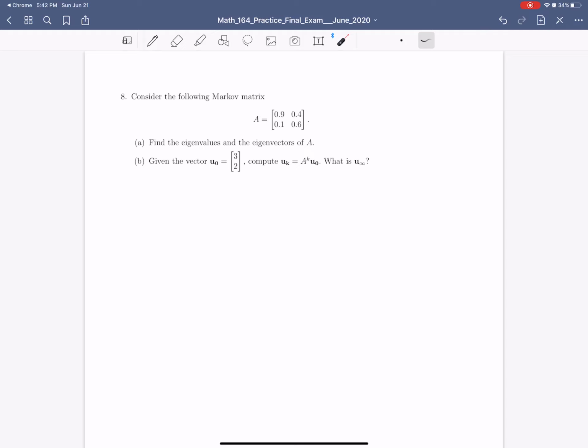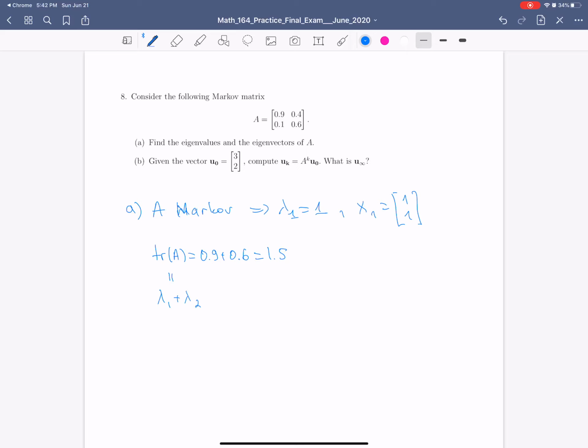We have the following Markov matrix. Find the eigenvalues and eigenvectors. So since the matrix A is Markov, we know that lambda 1 is 1. All Markov matrices have lambda 1 equals 1, and the corresponding eigenvector will be just 1, 1. And then what about the second eigenvalue? Well, we use the trace of A. The trace of A is 0.9 plus 0.6, which is 1.5. And the trace of A is lambda 1 plus lambda 2. Since lambda 1 is 1, it turns out that lambda 2 must be 1/2.